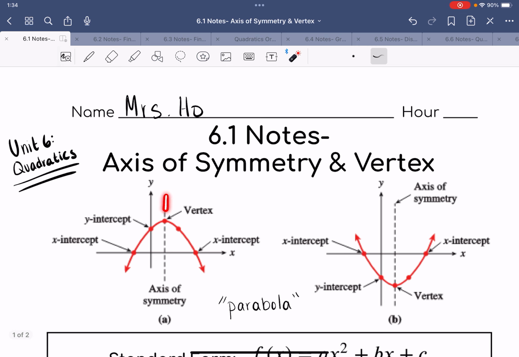The axis of symmetry is this imaginary line that chops our graph in half right in the middle. And then our vertex is this point that's at the bottom middle of the graph or at the top middle of the graph.